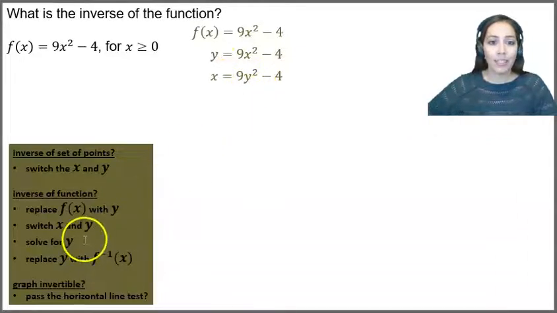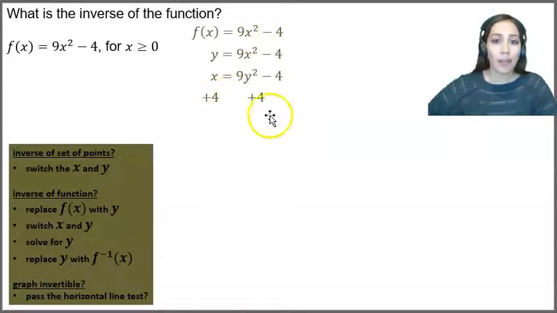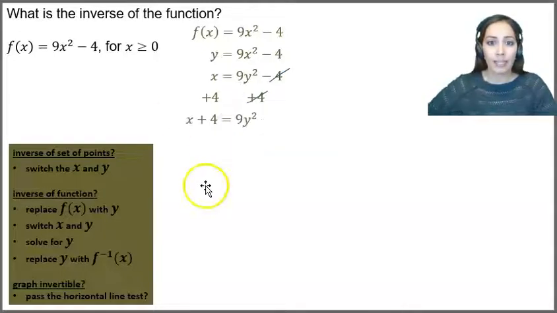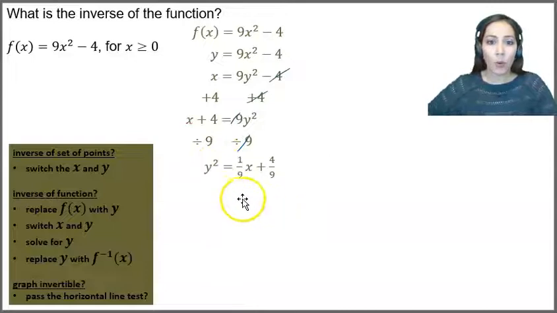From here, she says to solve for y. So we have it as x equals. I need to move everything around onto the right side until it says y equals. So we will start by adding 4 to each side. When I do this, the 4's will cancel out on the right, and I get x plus 4 equals 9y squared. From here, I would divide by 9 on each side. The 9's would cancel out on the right, and I would end up getting y squared equals 1 divided by 9 x, plus 4 divided by 9. From here, I have to get rid of the square.